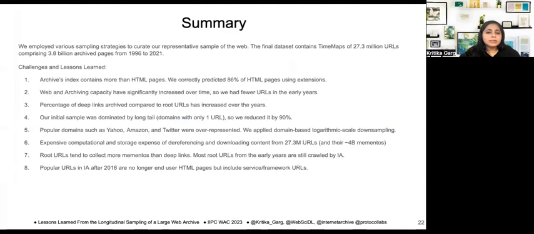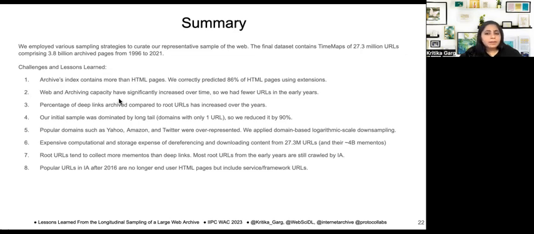To summarize, we employed various sampling strategies to curate our representative sample. The final sample consisted of 27.3 million time maps, comprising almost 4 billion mementos spanning from 1996 to 2021. The challenges and lessons we learned along the way, a few of them, are: archive index contain more than HTML pages. We correctly predicted 86% of HTML pages using extension.